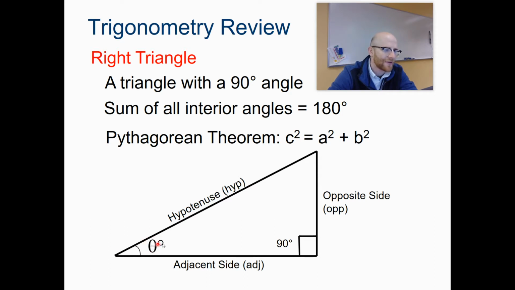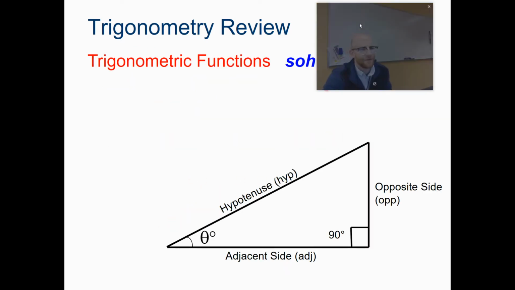Theta is the symbol for the angle. We have the adjacent side of theta. This is in relation to theta, by the way. The opposite side, theta right here, is opposite. And the adjacent, and then we have the hypotenuse. So those are the three things we want to focus on.